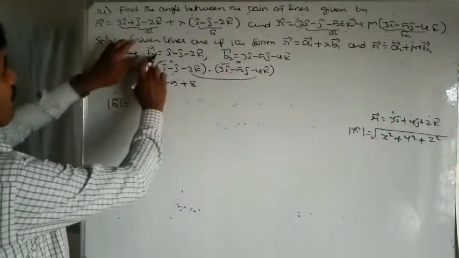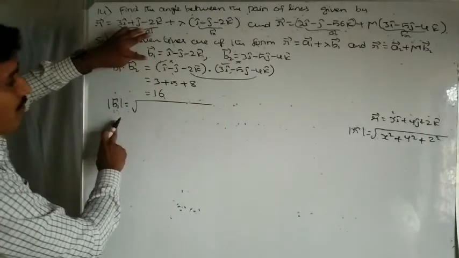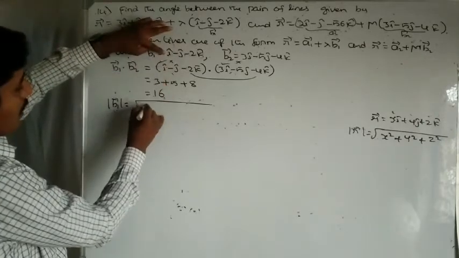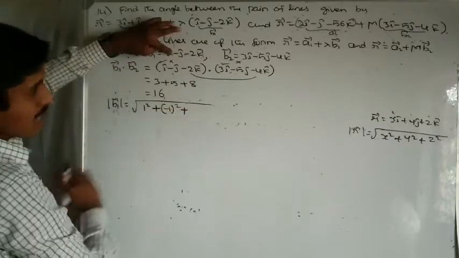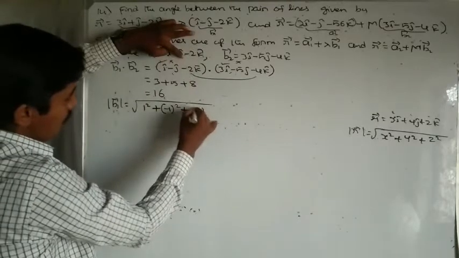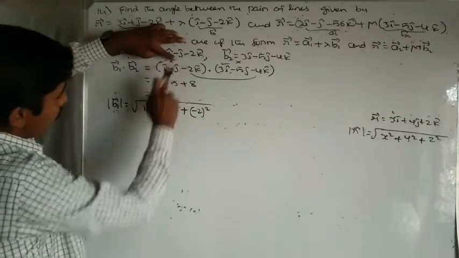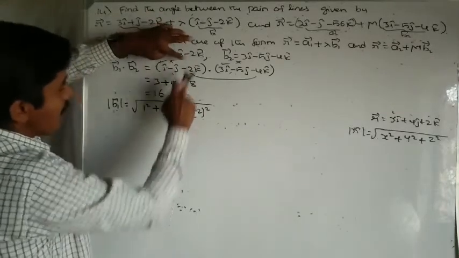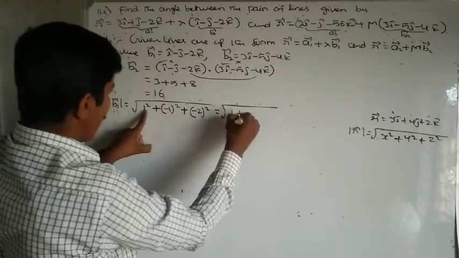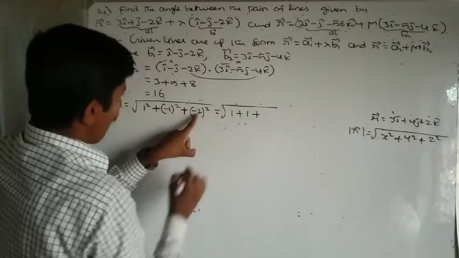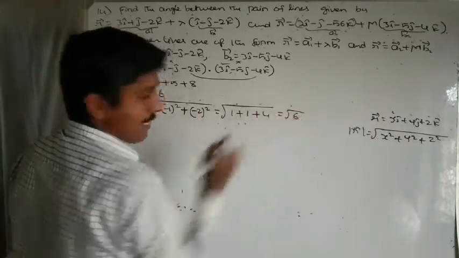Magnitude of vector b1 is the square root of the i coefficient 1 squared, plus the j coefficient minus 1 squared, plus the k coefficient minus 2 squared, which equals the square root of 1 plus 1 plus 4. This is root 6.